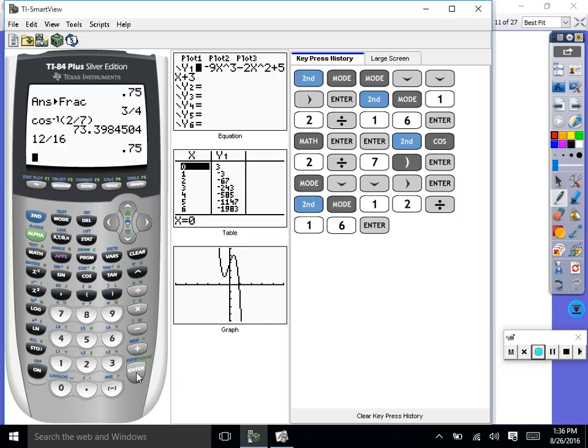Now you get a decimal. Decimals are not acceptable in this class. So you'll hit math, enter, enter. It says, want to put me in a fraction? Yes. So math, enter. Oh, 3/4. Okay.